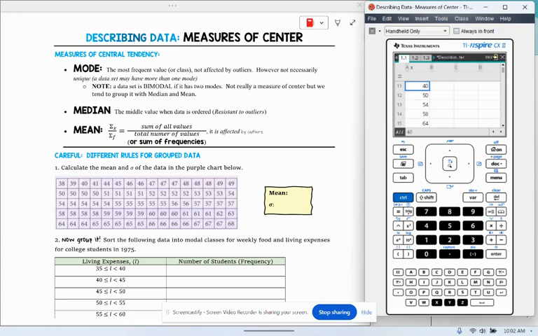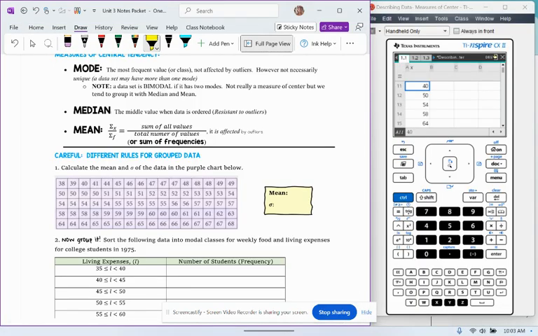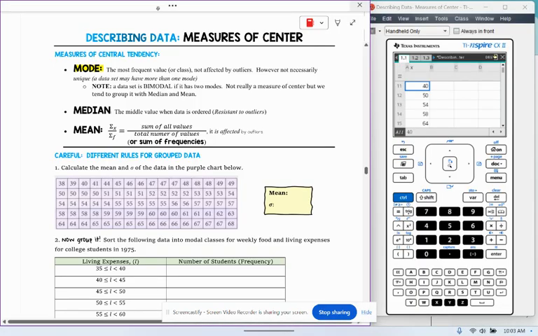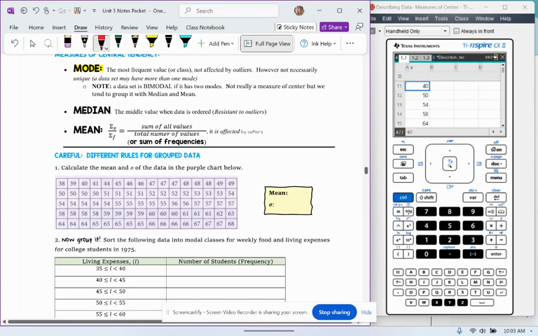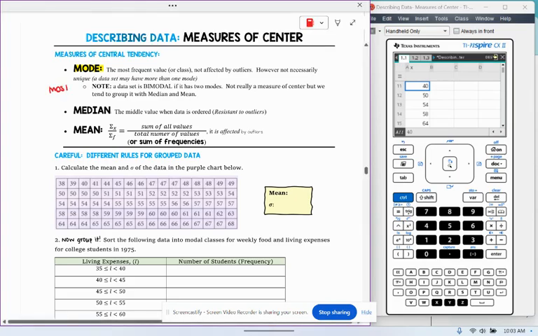Okay, so when we talk about the middle of a data set, we want to talk about the mode. I mean, it's not really a measure of center, but it does definitely tell us what the data looks like or what it's doing. The mode is going to be the number that shows up the most. You could have more than one mode. If it has two modes, it's sometimes called bimodal. And we tend to group it with median and mean.